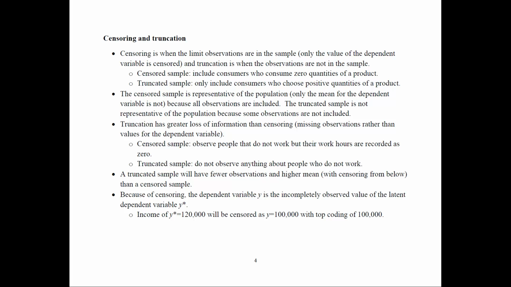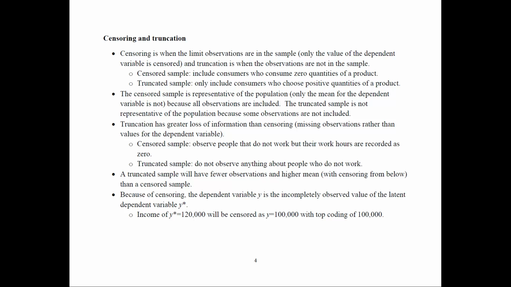Another one, which is the second point here, is that the censored sample is representative of the population. Only the mean for the dependent variable is not, because all the observations are included, and the truncated sample is not representative of the population because some of the observations are not included.